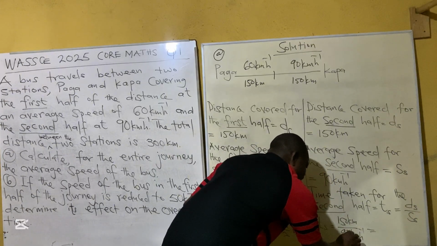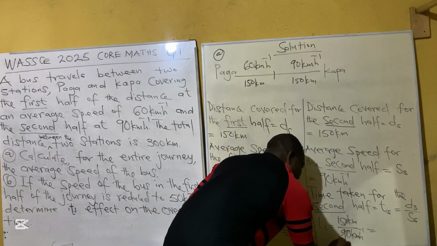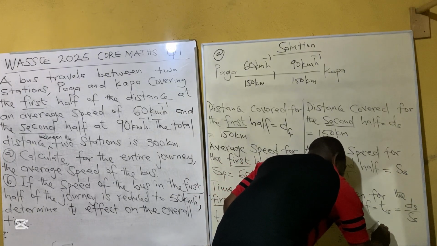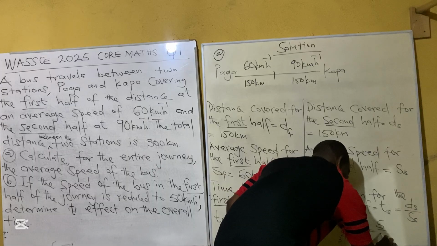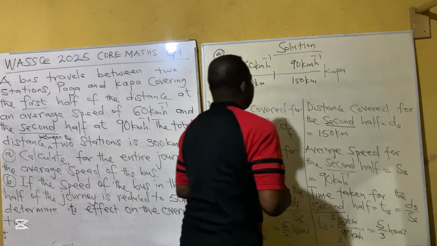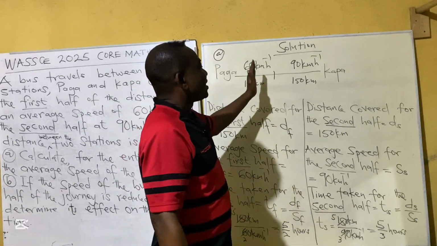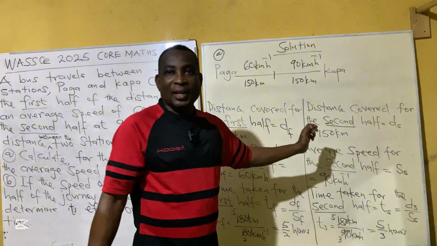So 0 cancels 0. 3 goes into 9, 3, and 3 goes into 15, 5. So 5 over 3 hours. So we say that the bus used 5 over 3 hours to complete the second half of the journey.